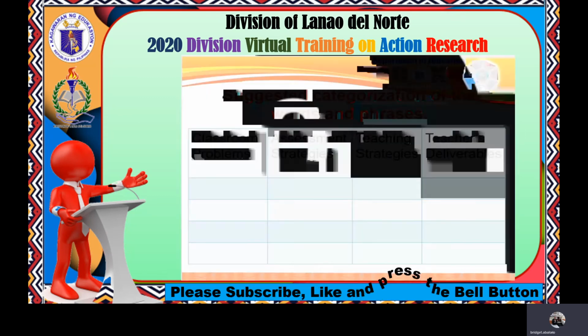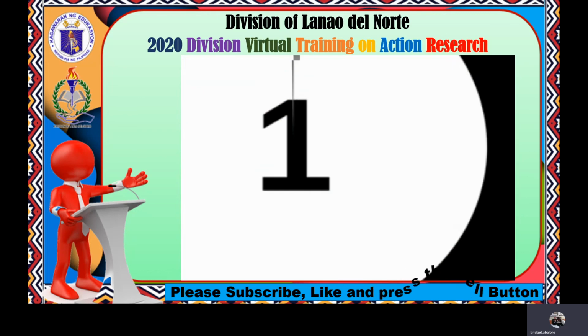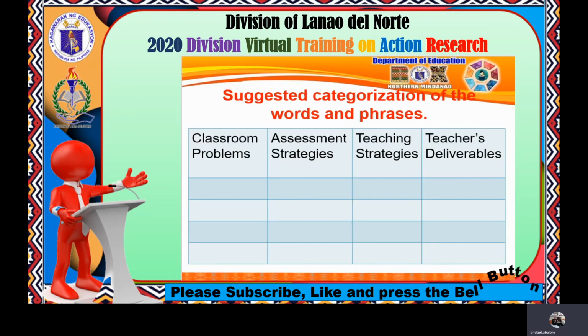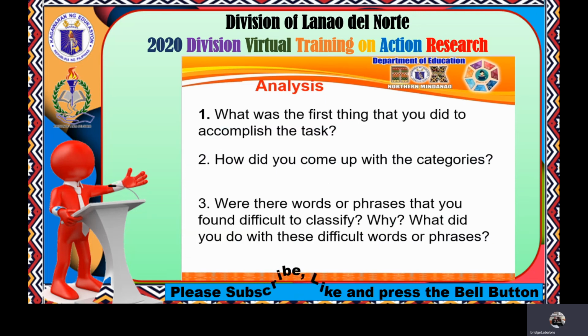We have now the suggested categorization of words and phrases that I had given a while ago. On a table, we have 4 columns. The first column is the classroom problems. Another is the assessment strategies. Another is the teaching strategies. And the 4th column, we have teachers' deliverables. Are you done classifying or categorizing the list of words and phrases?